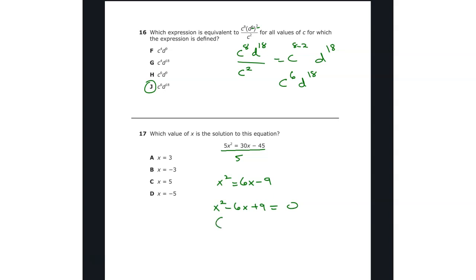So this is going to be the factors of 9 that give you negative 6. So for 9, you have either the combination of 1 and 9, or the combination of 3 and 3. So this is going to be x minus 3 multiplied by x minus 3 equal to 0. So we're going to simply say x minus 3 equal to 0. So x equal to 3.